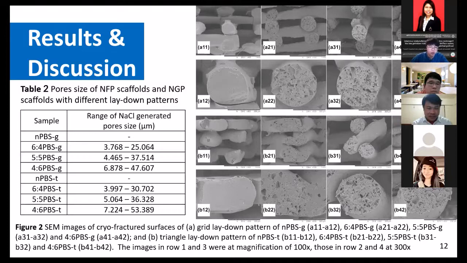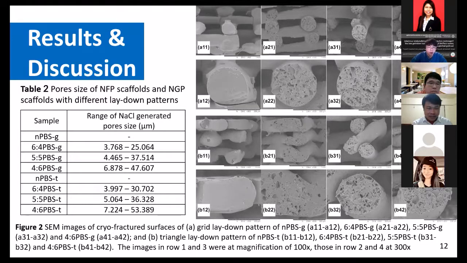Figure 2 shows SEM images of the fracture surfaces of NFP scaffolds and NGP scaffolds having different amounts of salt and raster patterns. The morphology of the NFP scaffold, shown in figure 2 column 1, and the NGP scaffolds, shown in figure 2 columns 2 to 4, display the same fashion as those on the fiber surface, with sodium chloride dispersed quite well. The measured pore size, shown in table 2, indicates that as the salt content increases, more salt particles agglomerate within the filament, forming a larger pore size.